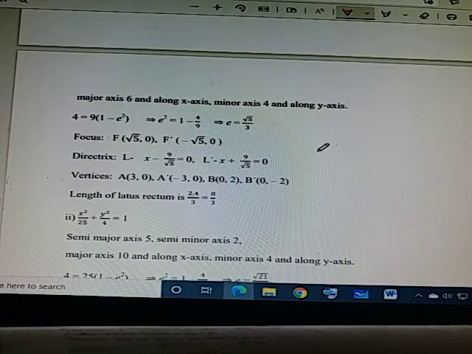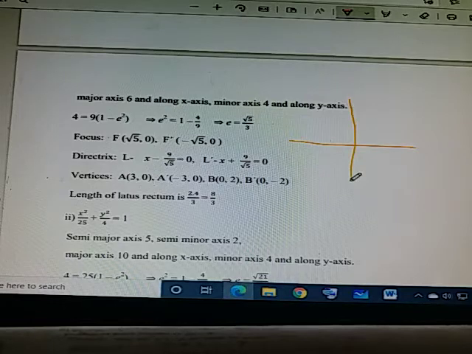So X is along, so major axis, minor axis. Major axis is along X axis. So it is 3, this is minus 3, and it is 2. These are the vertices. Then your focus will be root over 5, which means it is 2 point something. So this is focus. So two foci are there.